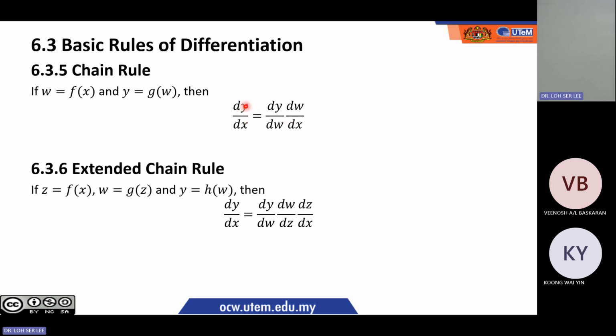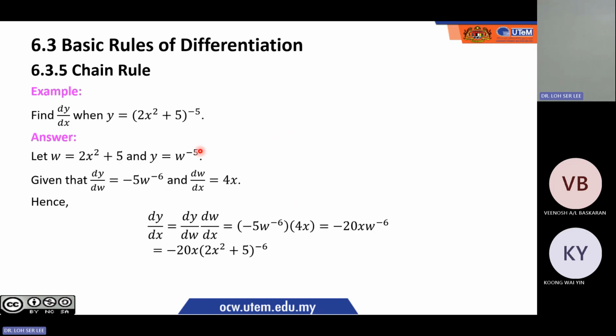Okay, so to get dy/dx, we have this dy/dx, but we have an extra term of w. Okay, for extended chain rule, dy/dx, but we have extra two terms. You see, when we cancel out the dw, dz, we have dy/dx. It's just that we have another two variables, w and z, involved in the functions. Okay, we look at the example.